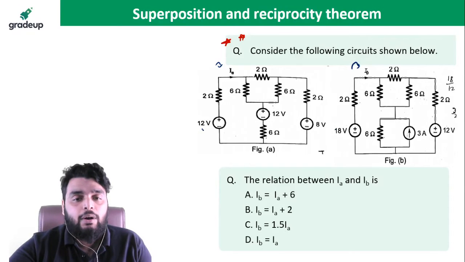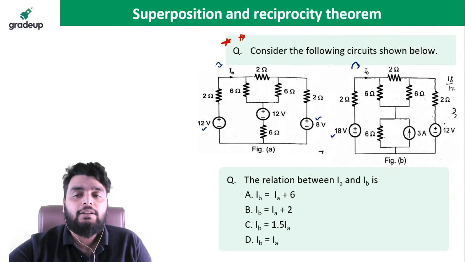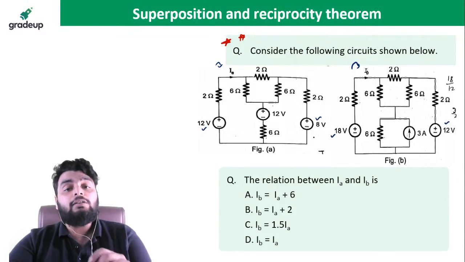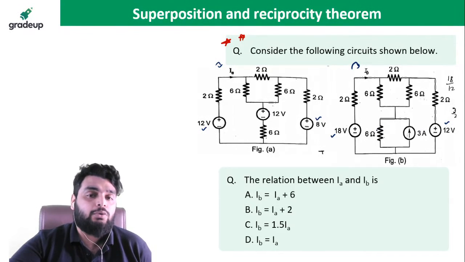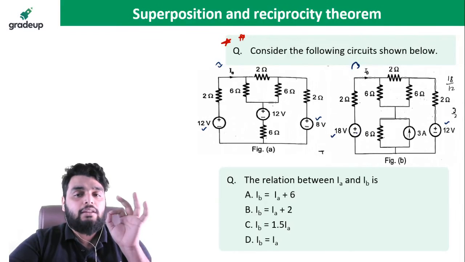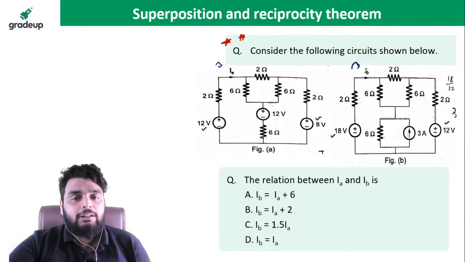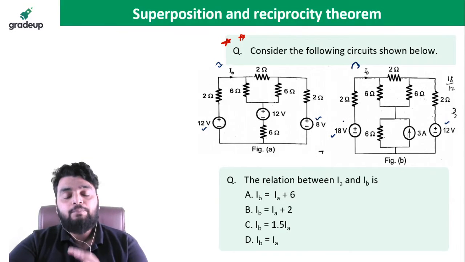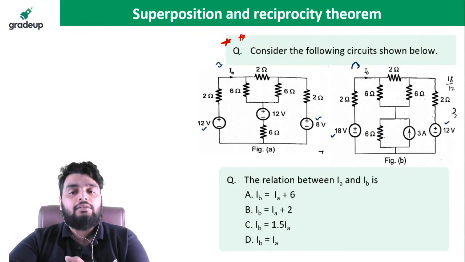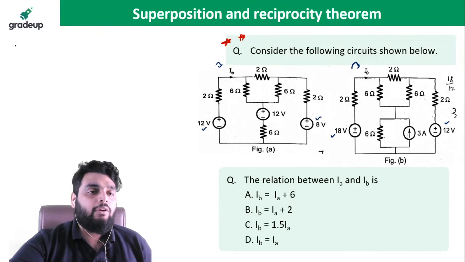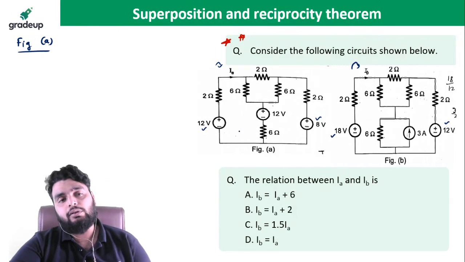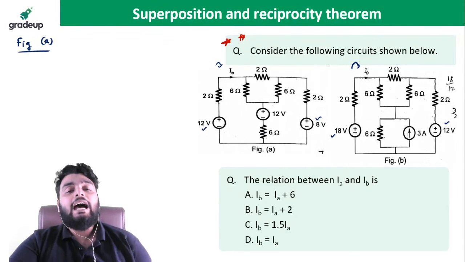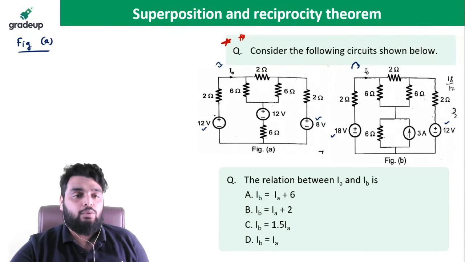Here you can see this is 12 volt. Here you can see it is 18 volt. This is 8 volt. Here you can see this is 12 volt. But one thing also changed. Here I have a voltage source and here I have a current source. But I know I can use source transformation, so I can convert this voltage source into a current source, or I can convert this current source into a voltage source. In figure A, I am changing the voltage source to a current source.